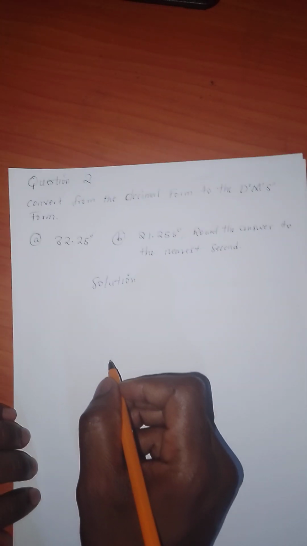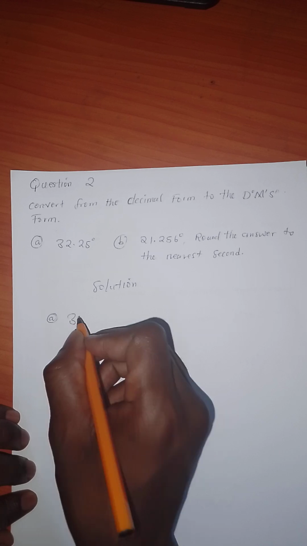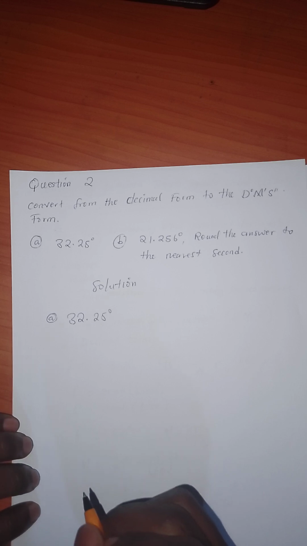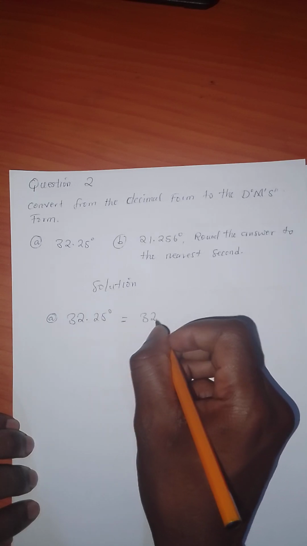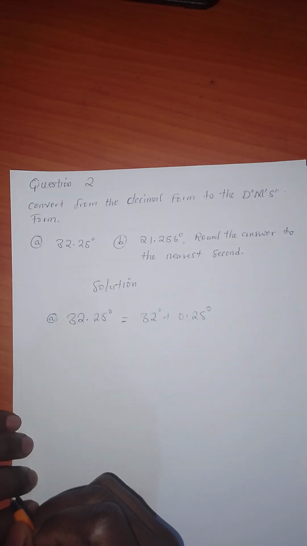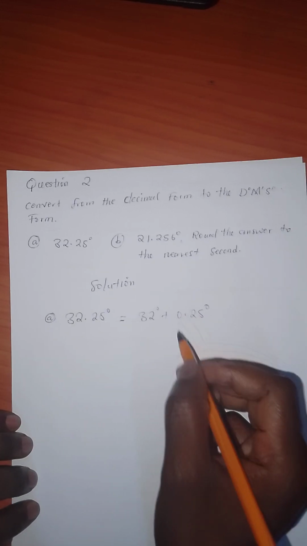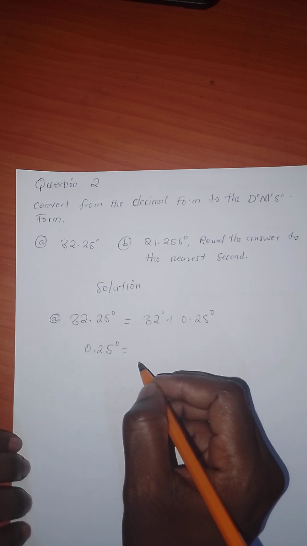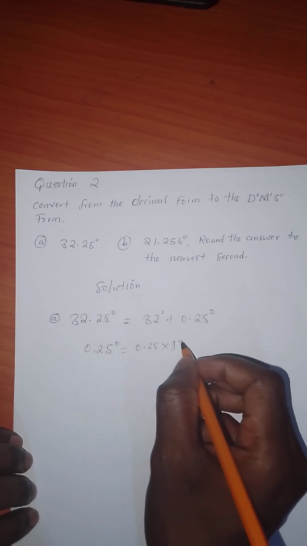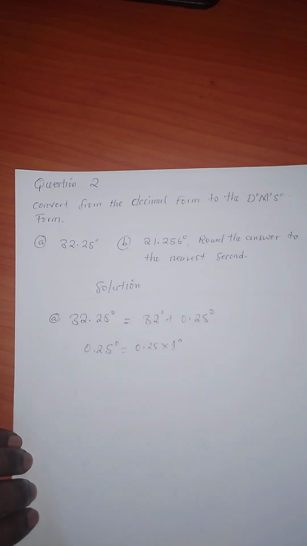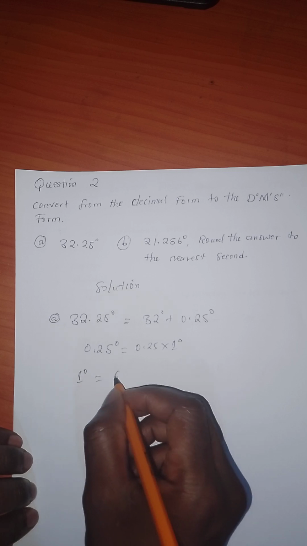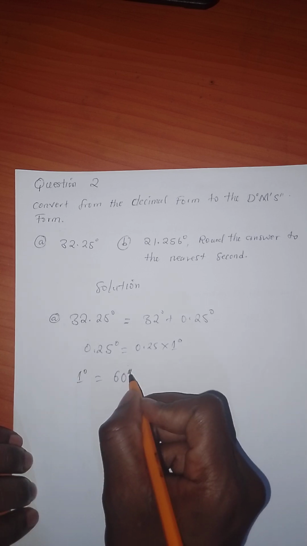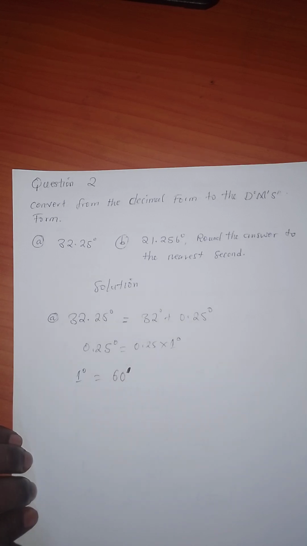Ladies and gentlemen, we'll begin with A, and we want to convert 32.25 degrees into the degree minute second notation, the DMS notation. What we have here is 32 degrees plus 0.25 degrees. So what we need to convert is the decimal part of this degree, 0.25 degrees. Converting this to minutes and seconds, it will be 0.25 multiplied by 1 degree. We need to understand that 1 degree is equal to 60 minutes. Sorry, not seconds, but minutes. 1 degree is equal to 60 minutes.